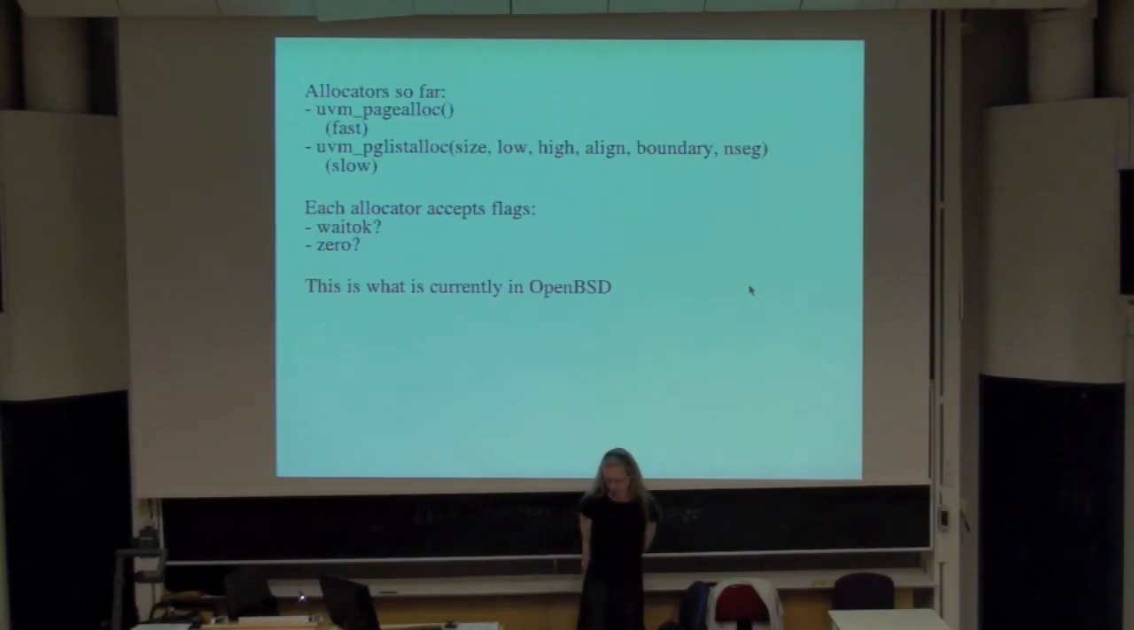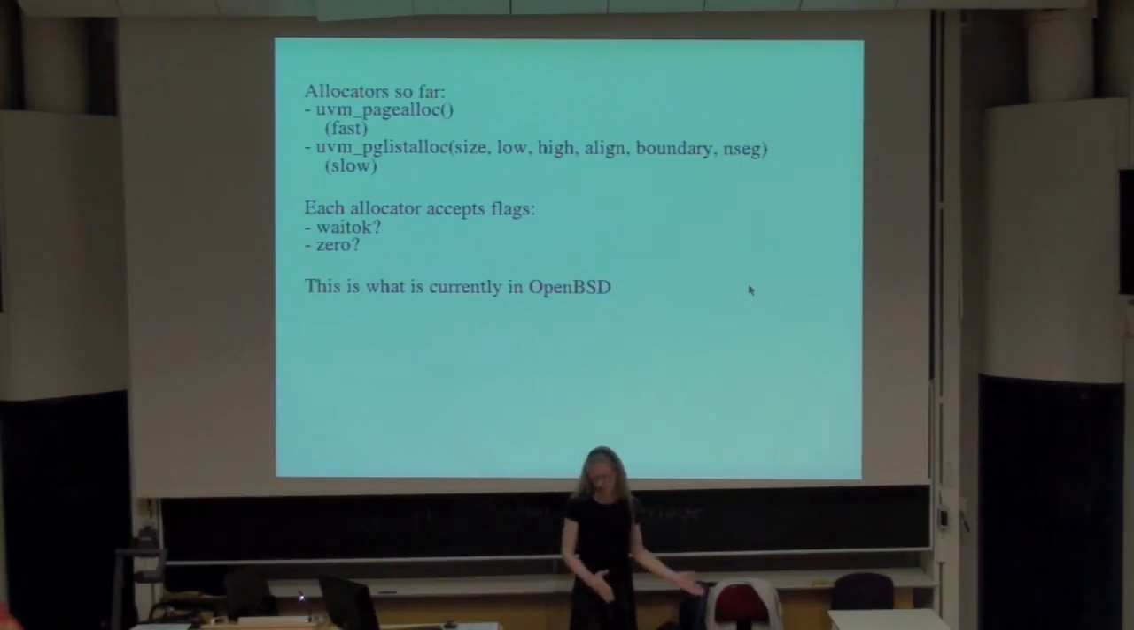So far, we currently have the allocators UVM page alloc, which is really, really fast. We have UVM pglist alloc, which, due to the way it's implemented, is really, really slow. If you double the amount of memory in your system, pglist alloc will, on average, be twice as slow. And for each of the allocators, we have a set of flags. Do we have the opportunity to wait for memory to become available or not? Do we want zeroed memory or not? So that's what's currently in OpenBSD.